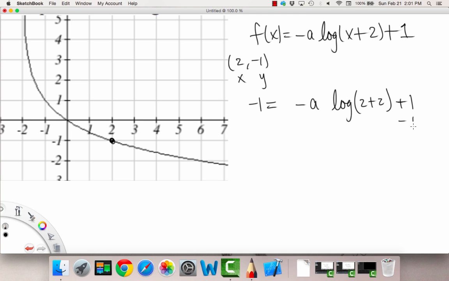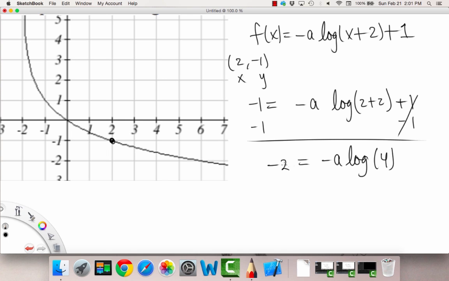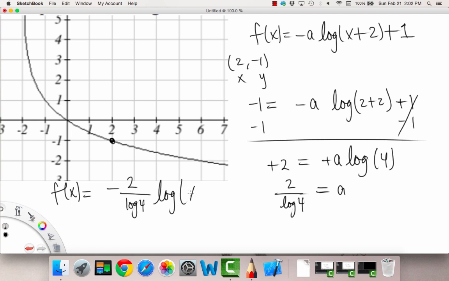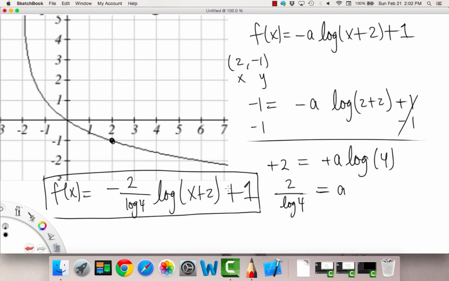And then if we just subtract a 1 on both sides, now we get negative a times log of 4 is equal to a negative 2. We can divide by a negative 1 on both sides, so those both turn positive, and we can divide by log of 4 on both sides, so we get 2 over log of 4, and that is equal to a, and that's our constant there. Okay, so now let's just plug that in, so we get f of x is equal to negative 2 over log of 4, and then times log of x plus 2, and then plus a 1. So this will suffice for the formula for the function that our graph represents.